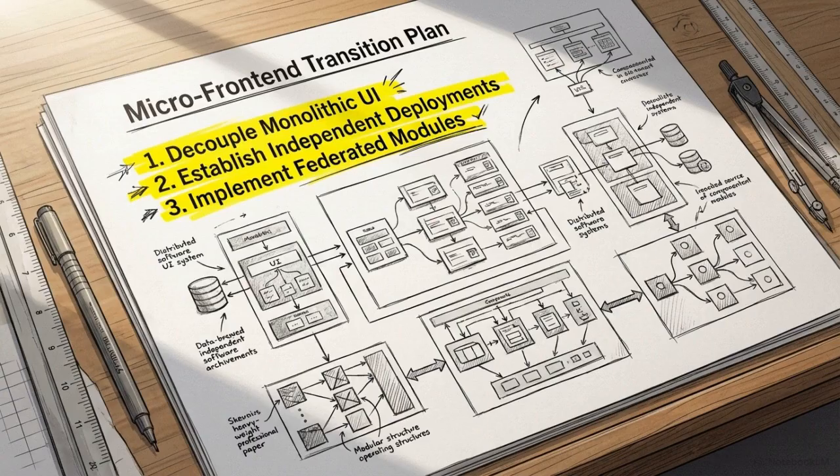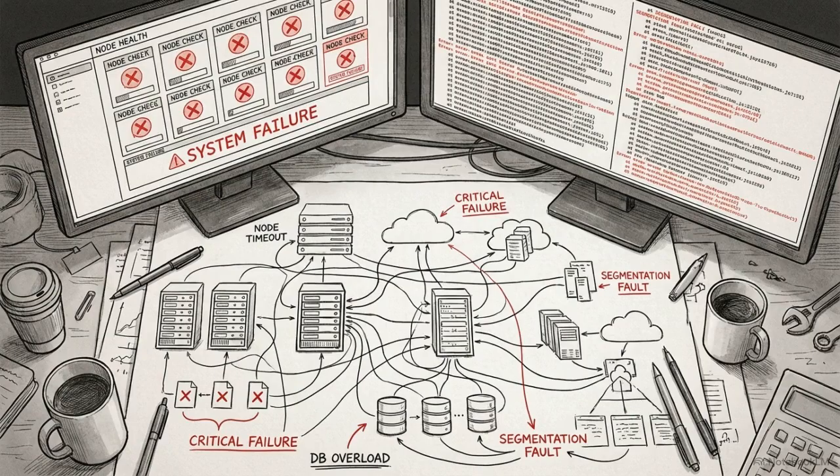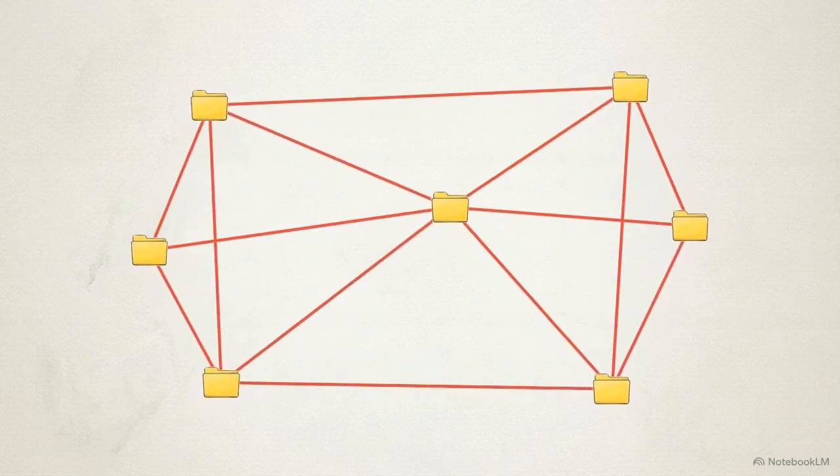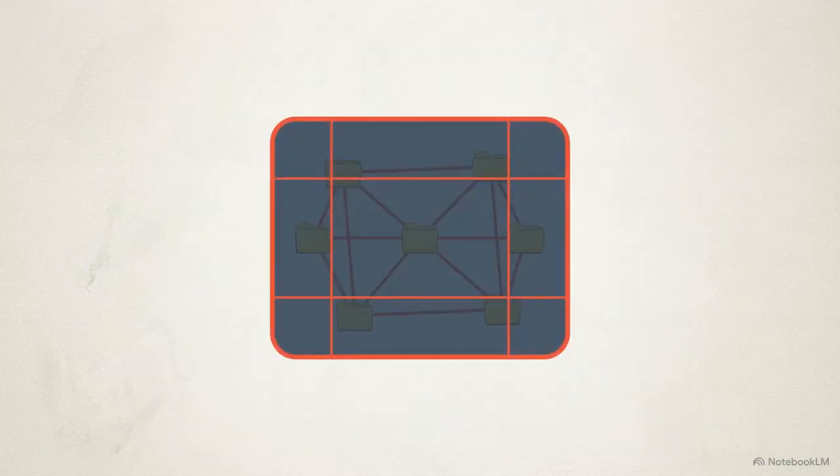To survive a micro front-end transition today, software architects must successfully navigate three specific architectural requirements. Failing to address these requirements results in the worst of both worlds. You end up with the operational complexity of microservices alongside the rigidity of a legacy codebase.